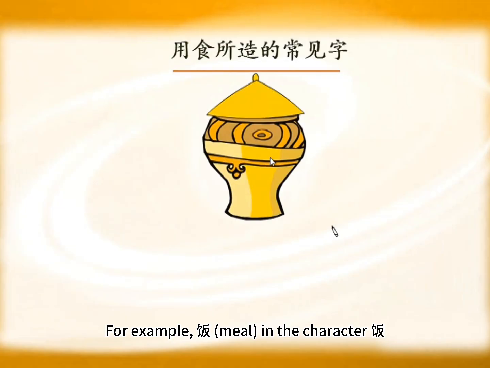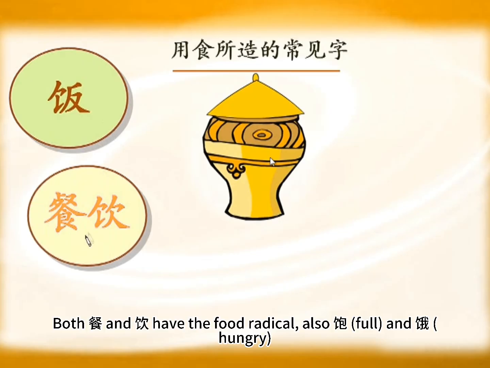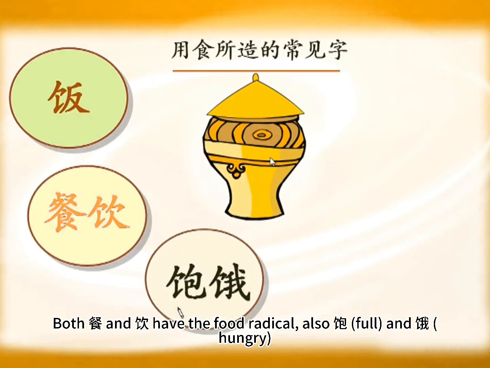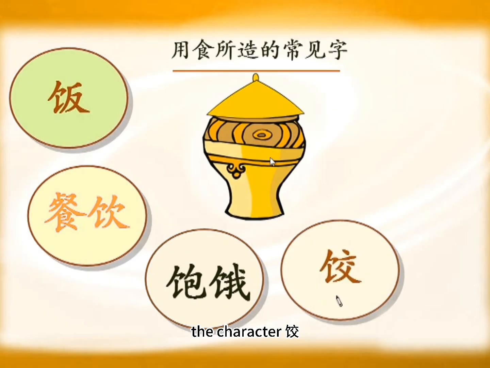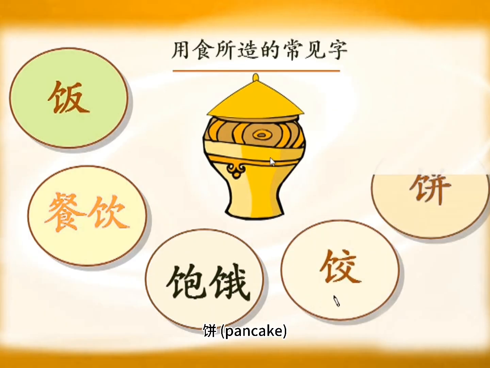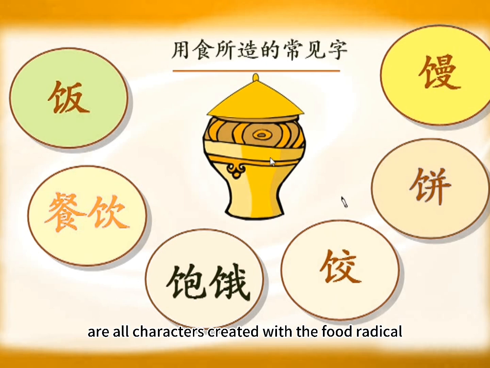For example, 饭, meal, in the character 饭. Also 餐饮, food and drink. Both 餐 and 饮 have the food radical, also 饱, full, and 饿, hungry. 饺, dumpling, the character 饺. 饼, pancake. And 馒, steamed bun. These food items, and actions or states of eating, are all characters created with the food radical.